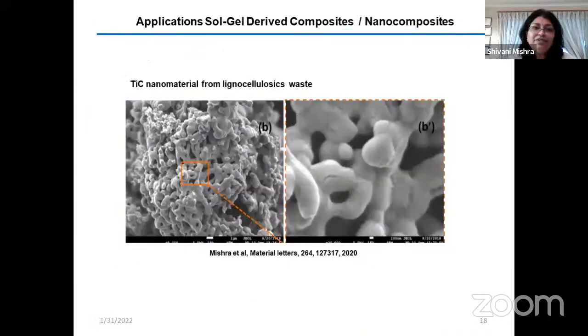Okay, so let's proceed with the next work which we did, titanium carbide nanomaterial, again using lignocellulosic waste, and we arrived at this beautiful network which was published last to last year, sorry. And it's a beautiful sol-gel technology that we made use of again here.